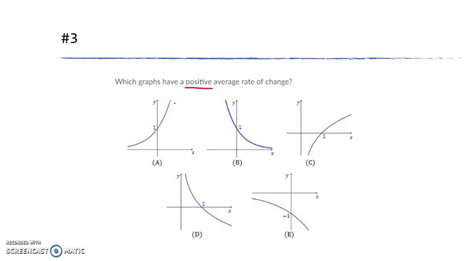And you will just test out all 5 of these choices by starting on the left side of the graph, moving to the right, see if you're going up or down. Up is a positive average rate of change. Down is a negative average rate of change.